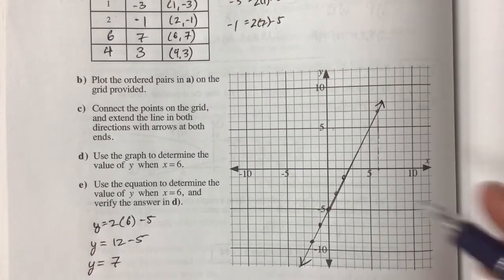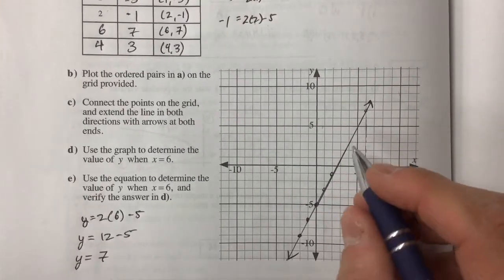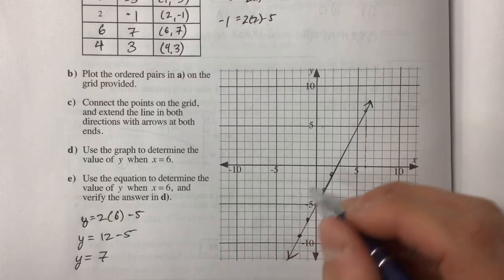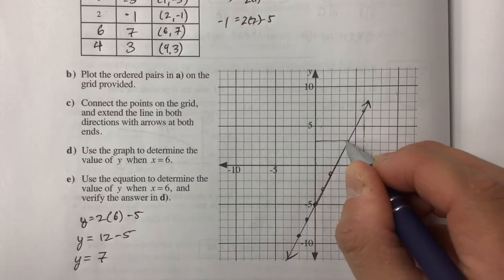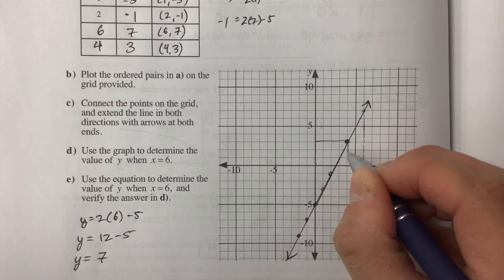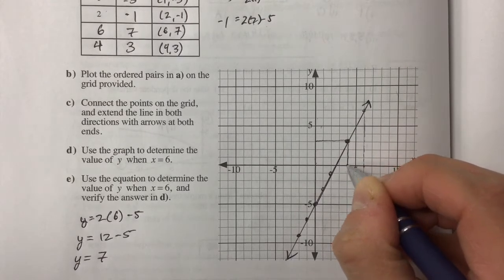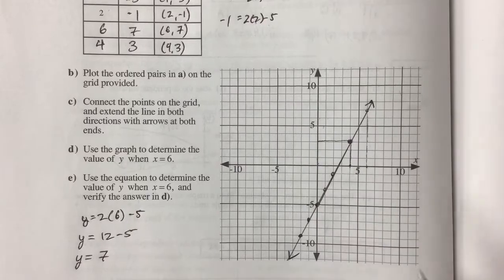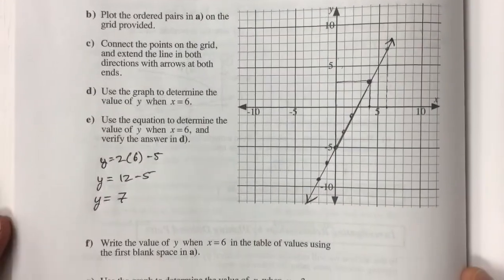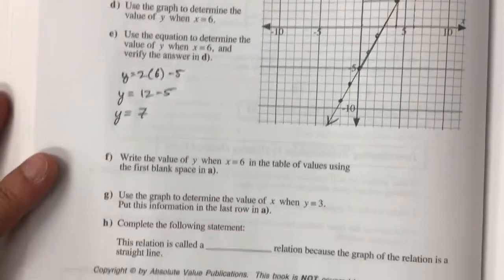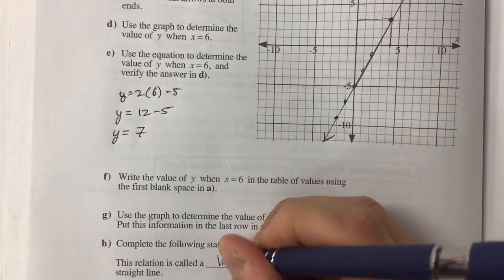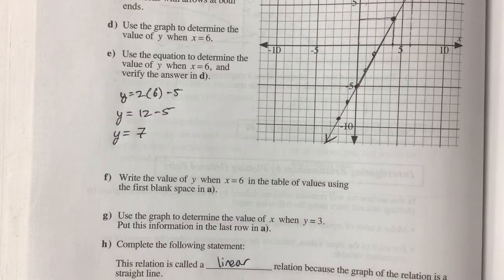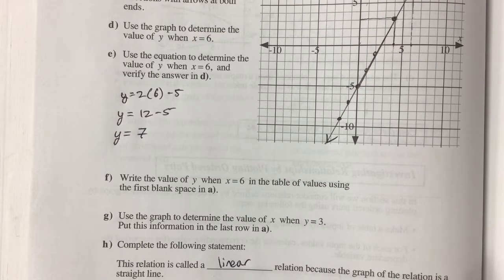And so I'll do that again. Use the graph to determine the value of x when y is equal to 3. So 1, 2, 3, this is where we are. And that's my value of x, which was 4. Now, if we complete this statement, this relation is called linear, so it's a line, because the graph of the relation is a straight line.